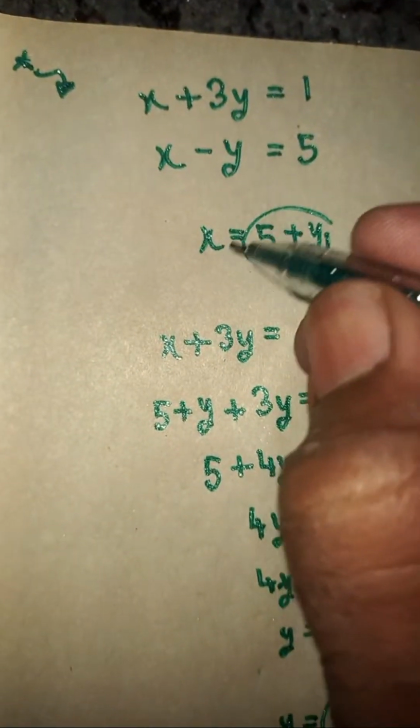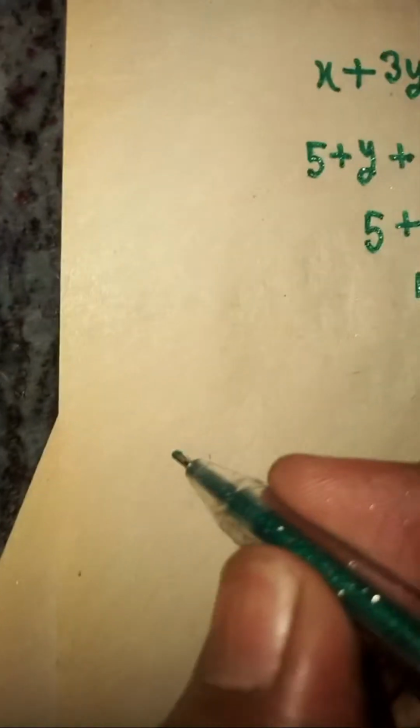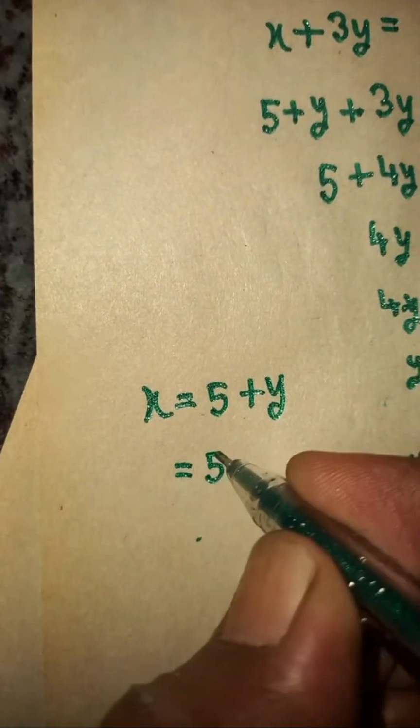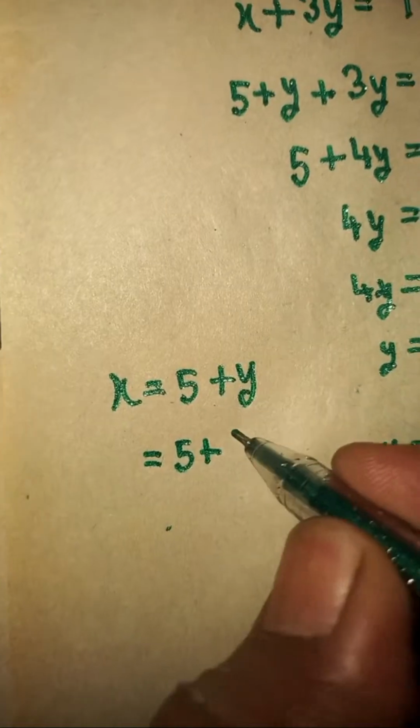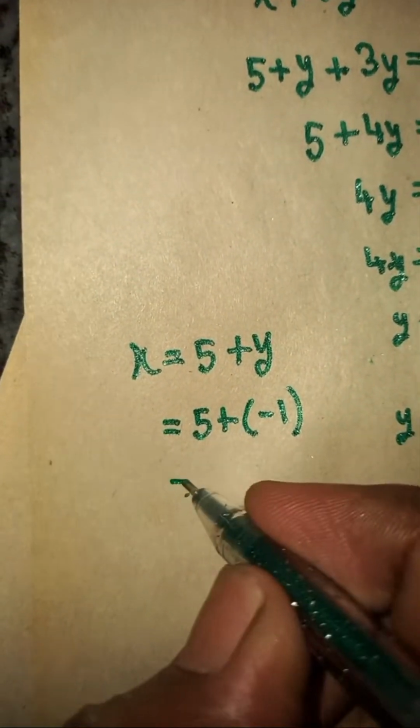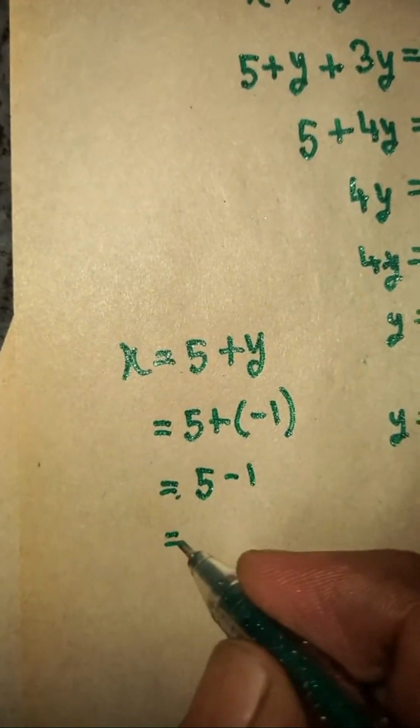Let's find the x value, which is 5 plus y. x equal to 5 plus y. Here the y value is minus 1, so plus of minus 1. Plus of minus 1 means it is minus 1. 5 minus 1 is 4.